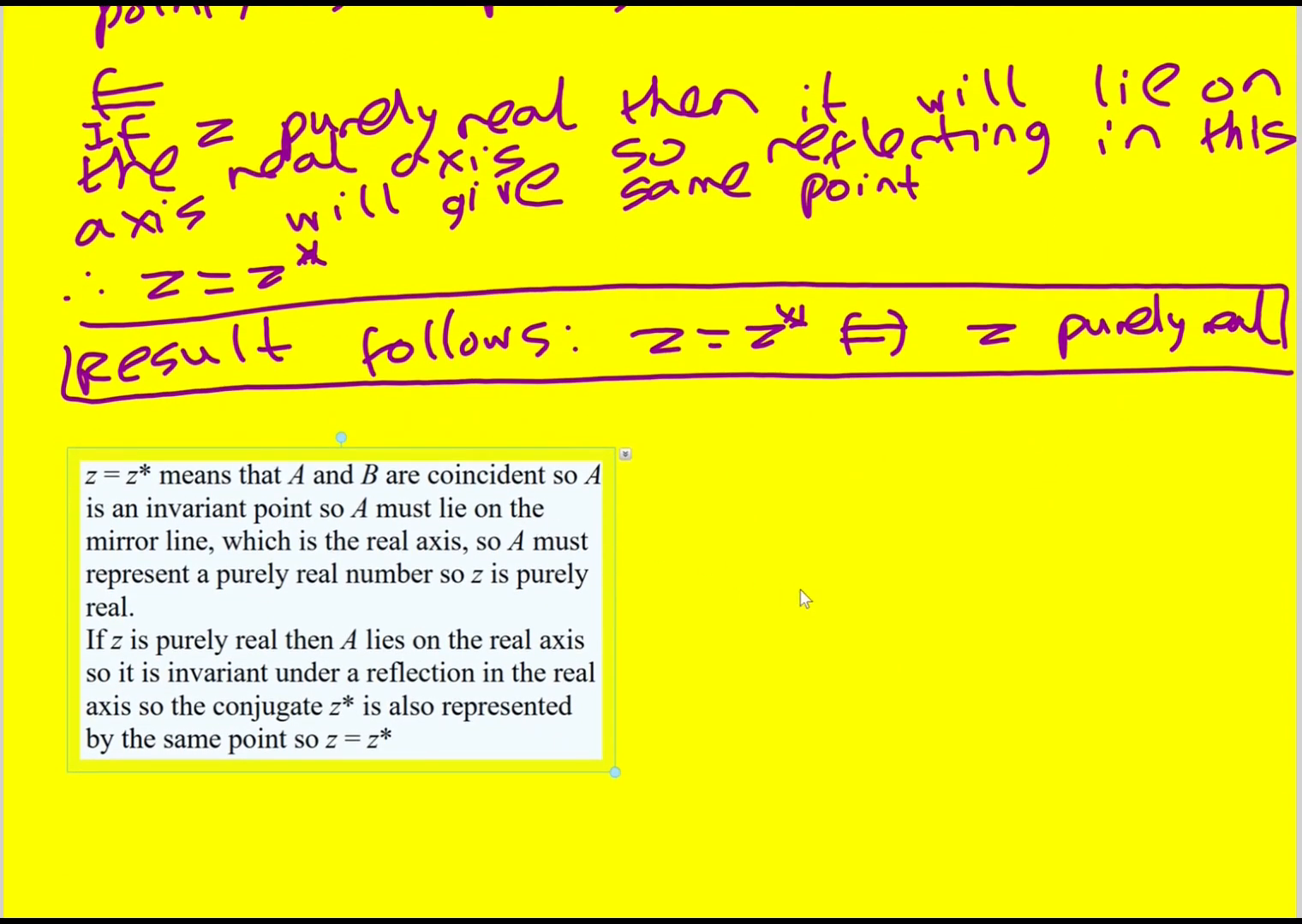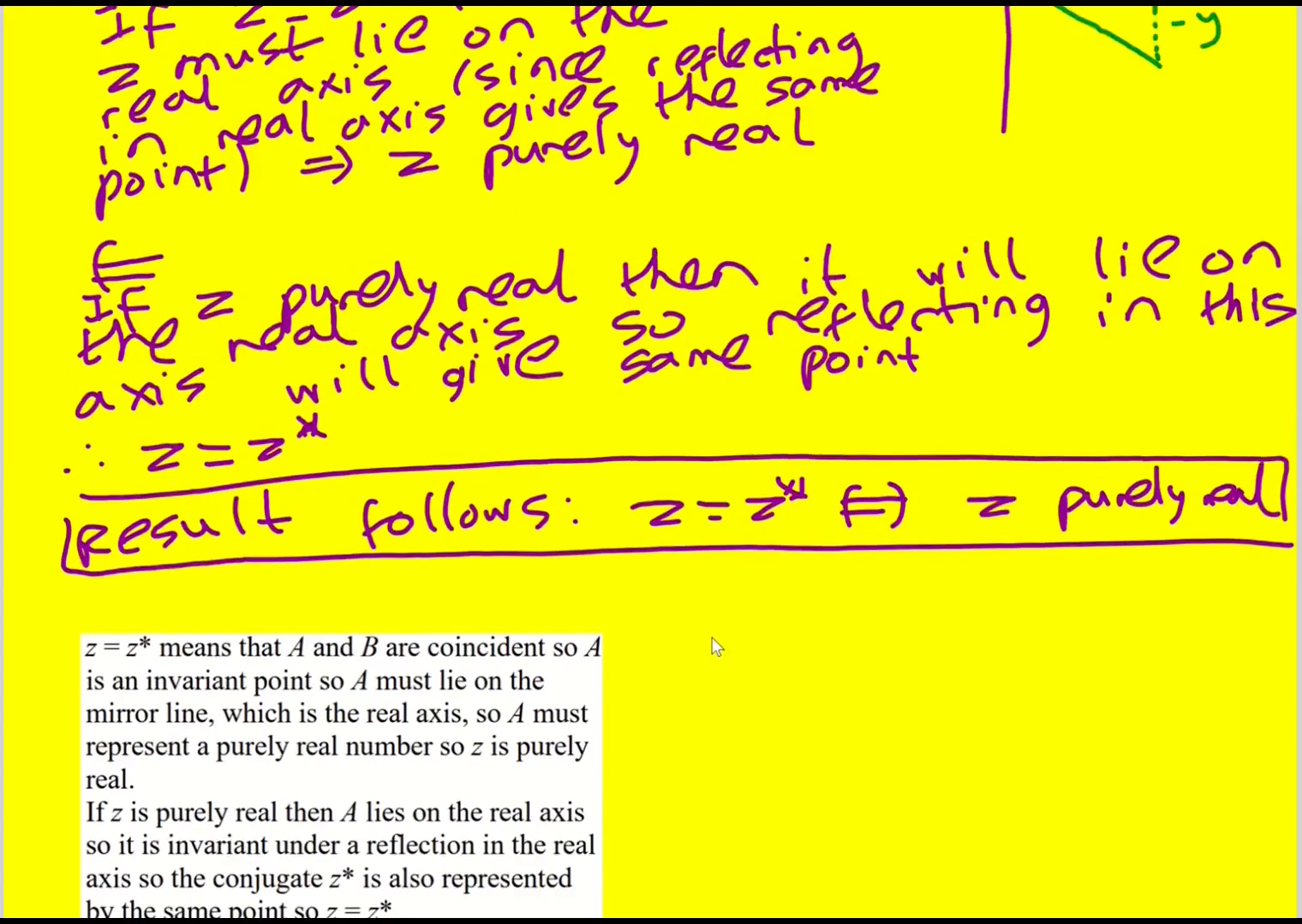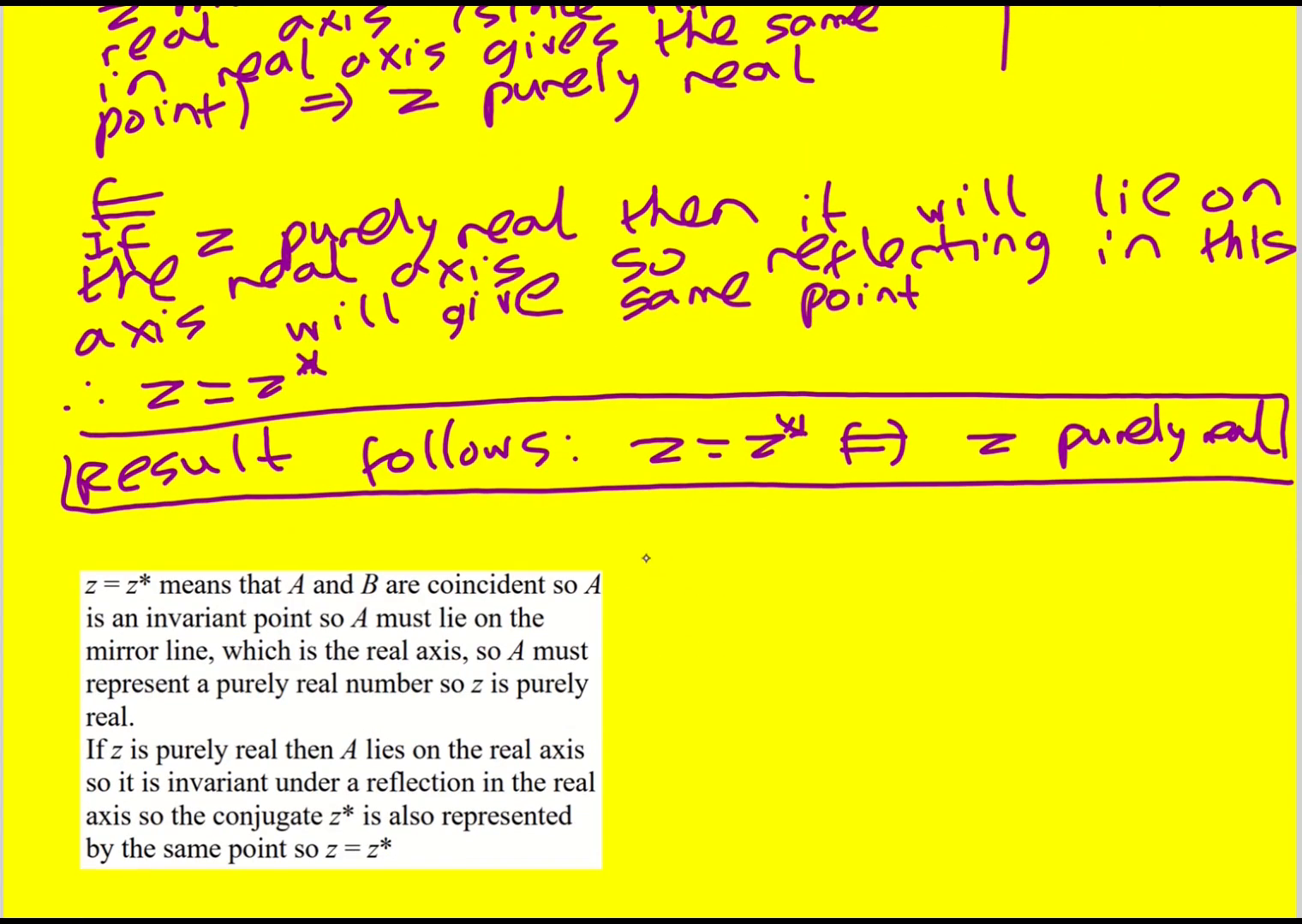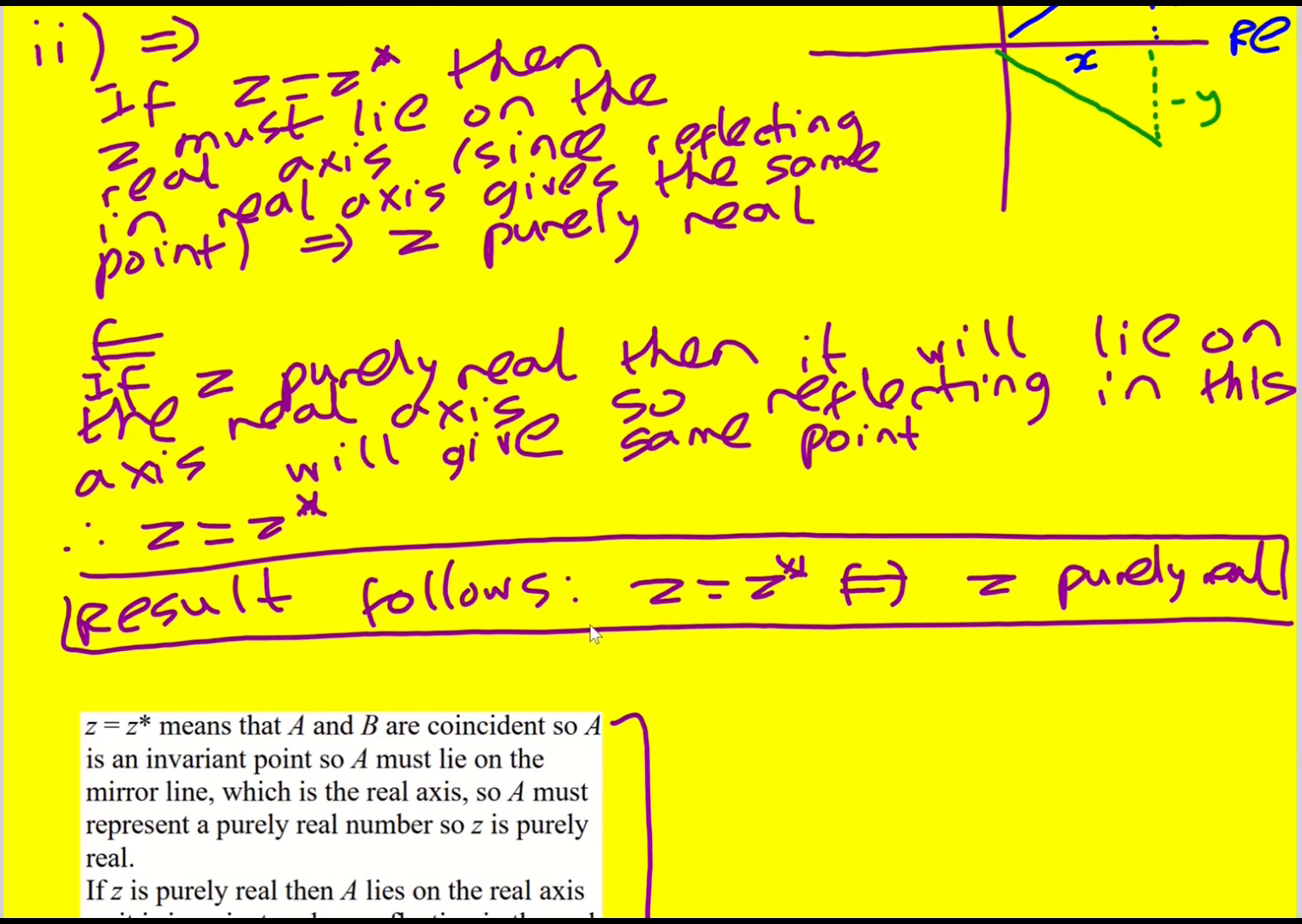Okay, I think I'm all right. So A must represent a purely real number, so z is purely real. And the other one is if z is purely real, A lies on the real axis, so is invariant under reflection in the real axis. Okay, I like those words. I didn't use that technicality. It's nice. The complex conjugate is also represented by this point, so z equals z star. I think it's hard to come up with this sort of stuff, but that is the model answer. I think mine's pretty good. I'm happy with it, so I'm sticking with it. But yeah, well done.